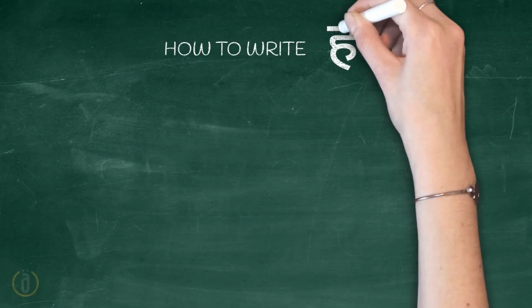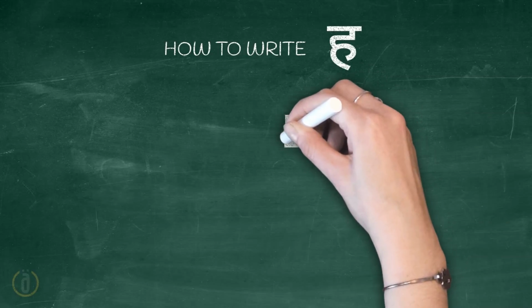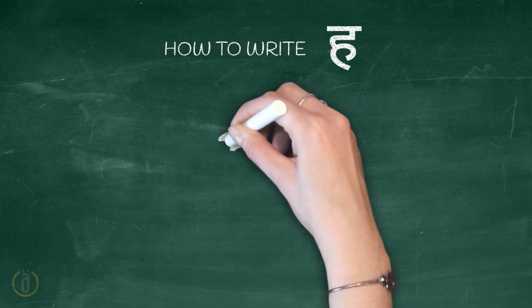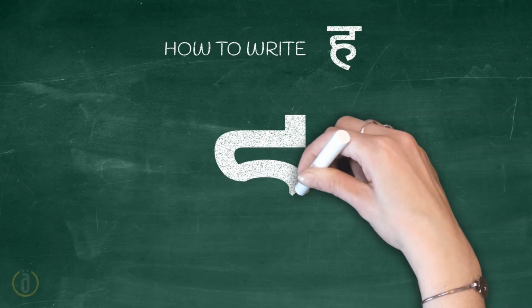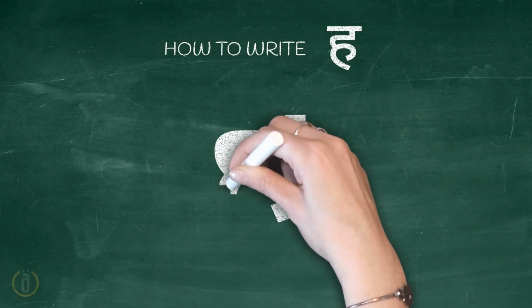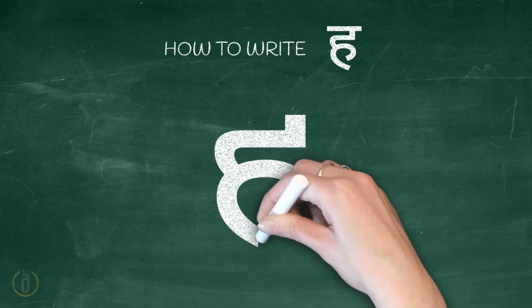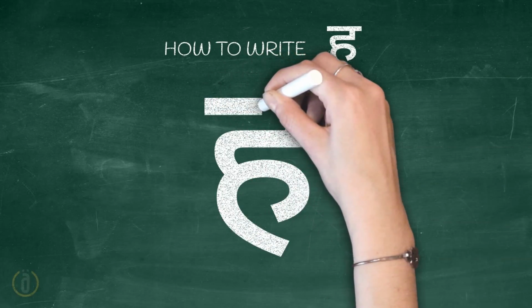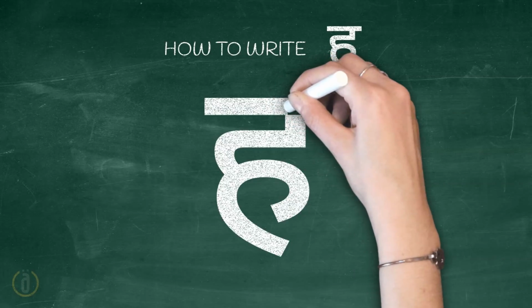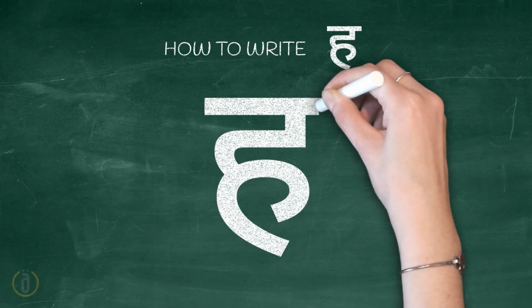How to write ha? Start with a small standing line and draw a curve as shown. Connected to that, draw another curve and pull the tail downwards. Finally, draw a sleeping line on the top.